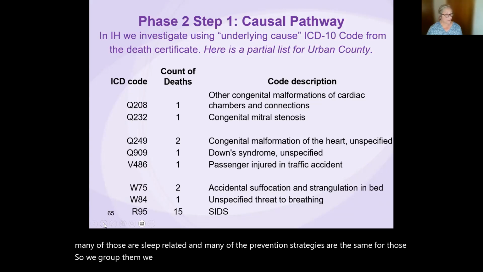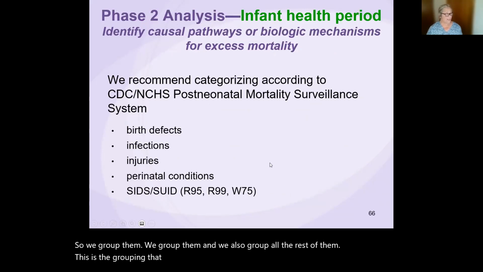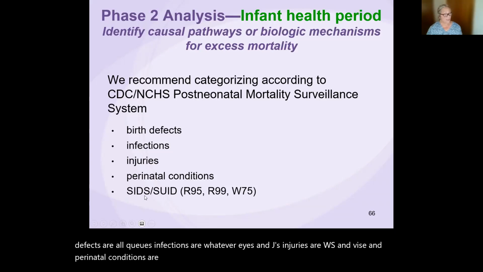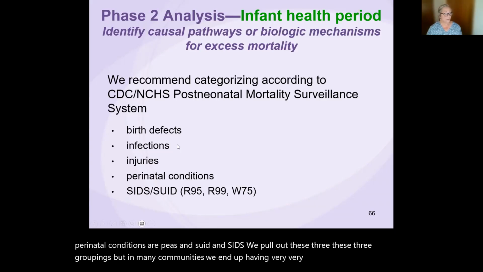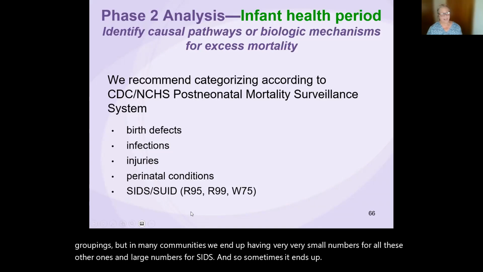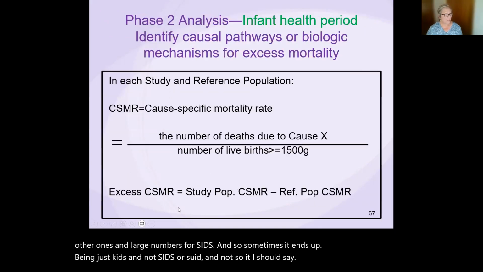And we also group all the rest of them. This is the grouping that official NCHS uses, and you can find these in CDC Wonder. Birth defects are all Qs, infections are I's and J's, injuries are W's and V's, and perinatal conditions are P's. And SUID and SIDS, we pull out these three groupings. But in many communities, we end up having very, very small numbers for all these other ones and large numbers for SIDS. And so sometimes it ends up being just SIDS and not SIDS, or SUID and not SUID, I should say. But they have to be grouped.